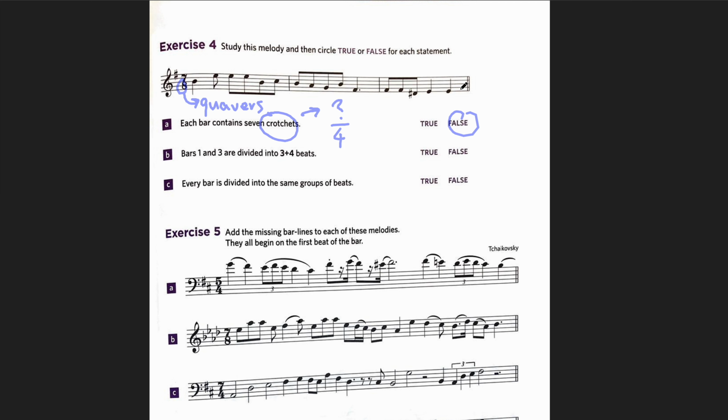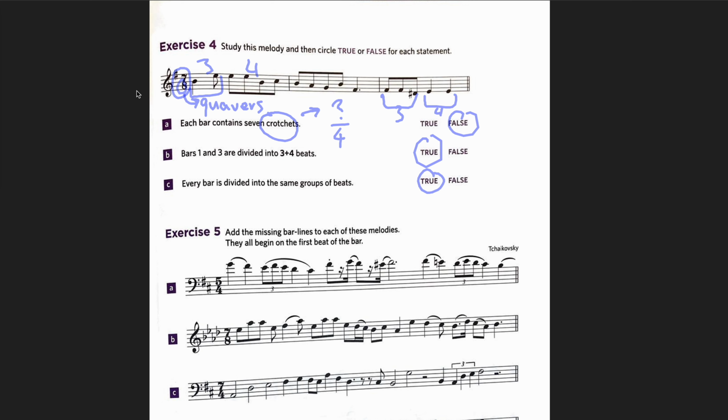Bars 1 and 3 are divided into 3 plus 4 beats. Well, we could see 3, then 4 beats, 3, then 4 beats. Well, this is true. Every bar is divided into the same group of beats, correct? We can tell that because it obviously has the same time signature.